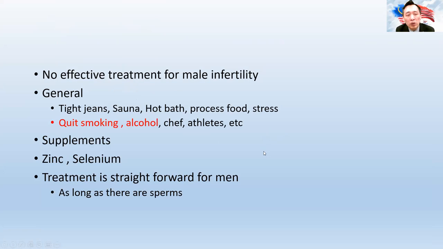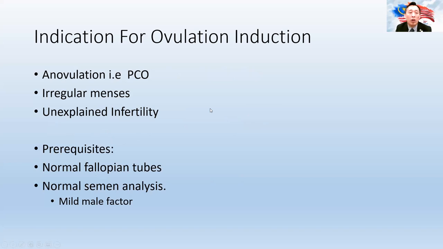Generally, avoid wearing tight jeans, avoid sauna, processed food and fast food, and quit smoking and alcohol. Do not quit your job because of COVID, because the scrotum and the testes are too near the stove. Sometimes the structure can be affected. You can take some supplements, selenium. And as long as there's sperm, the treatment for male infertility is straightforward. Indications for ovulation induction are normally anovulation, for example polycystic ovary, ladies with irregular menses, and unexplained infertility.